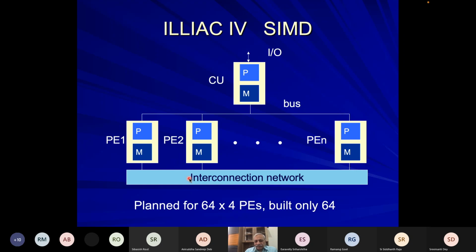This was in the 1960s. It was planned to be built at a large size, 64 by 4. That means 256 processing elements, but it became so complex that only 64 were built. ILLIAC came from the University of Illinois, so ILLI is coming from there.